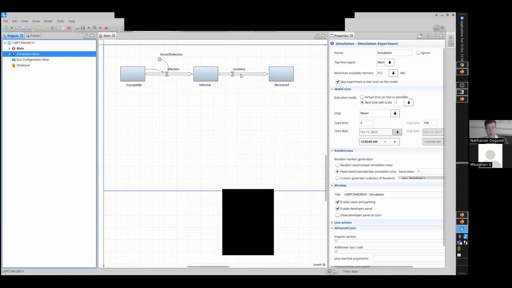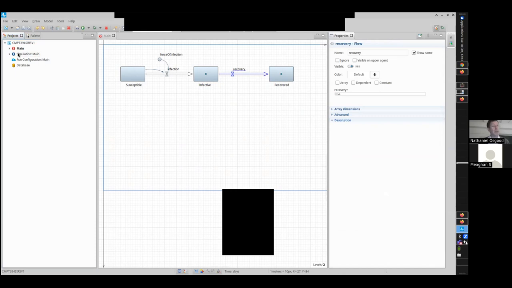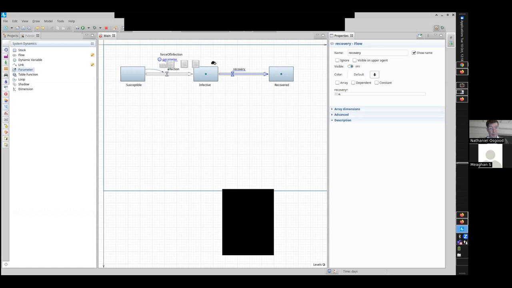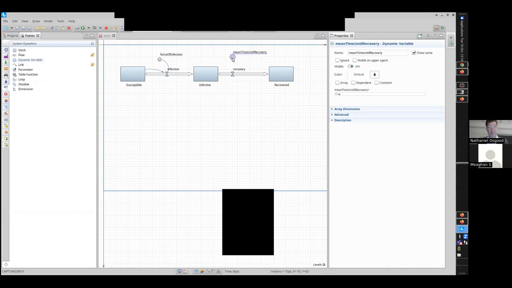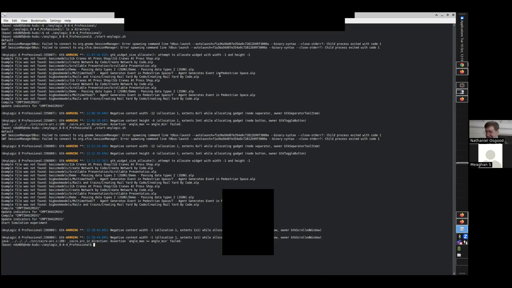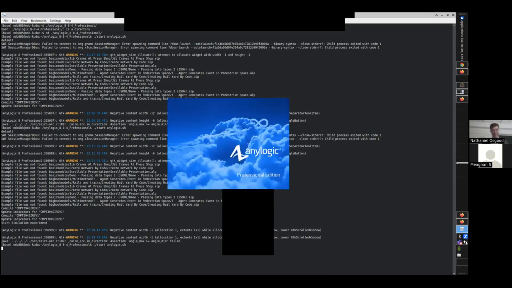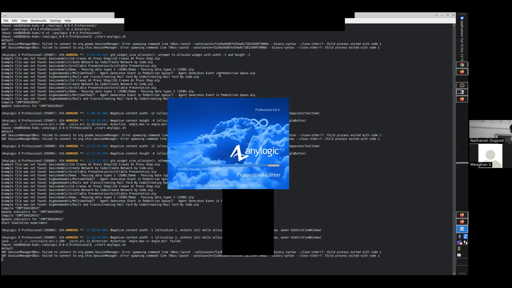Now we're going to take recovery and we're going to put in a mean time until recovery, okay? Here we go. So we're going to put in mean time until recovery. And actually, I'm going to do it as a dynamic variable here. Why? Because we might be modifying it to be dynamic in the future. So mean time until recovery, okay? And we're going to stick that here. Ladies and gentlemen, take care of the man. Save early, save often.